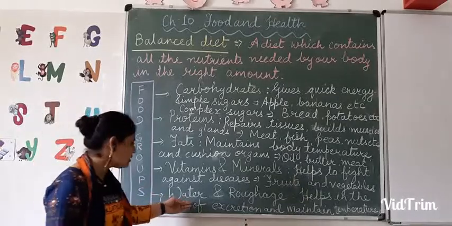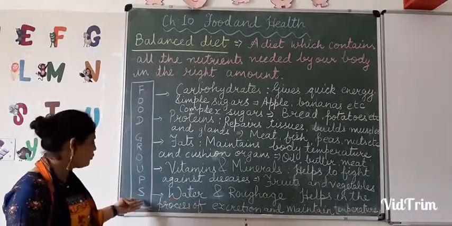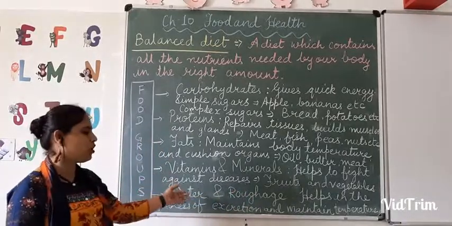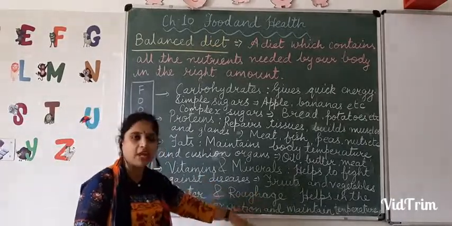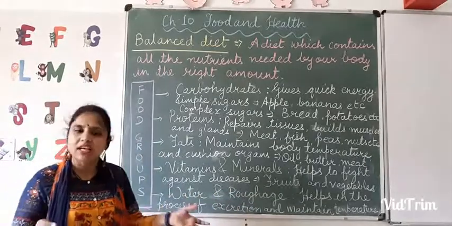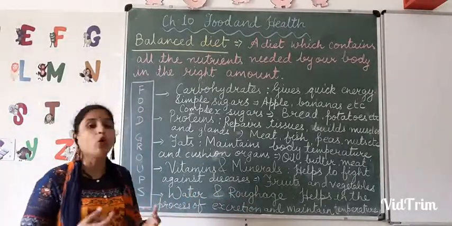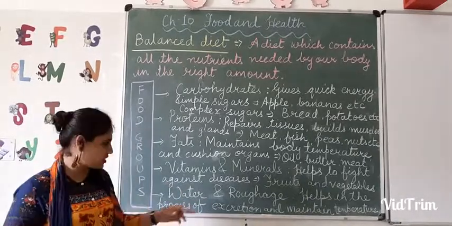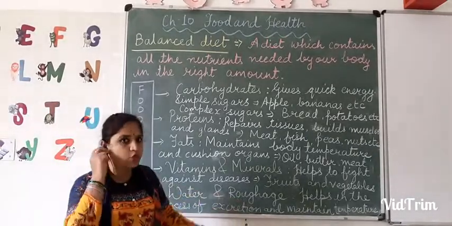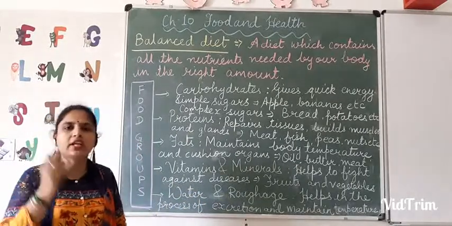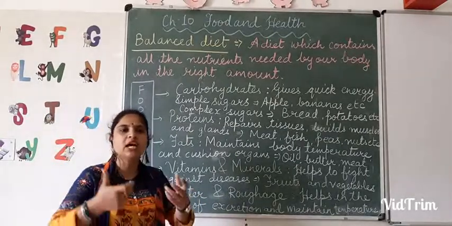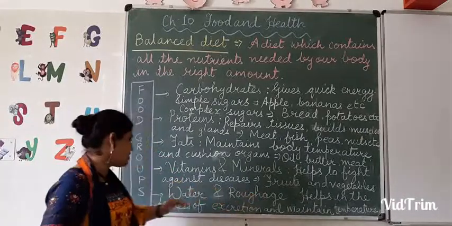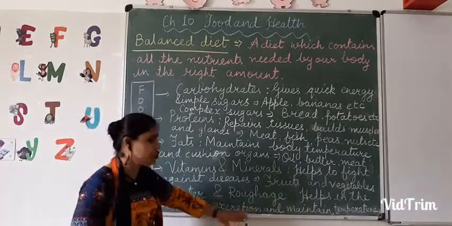And the next and last category of these food groups is water and roughage. So what is the work of water and roughage? Roughage is found in all the fibrous things, whatever we eat, like whole grains, okay, like bananas. Most of the fruits contain roughage in them. That is why it is said that we should not drink juices. We should eat the fruits directly because they contain roughage and it helps in the process of excretion.